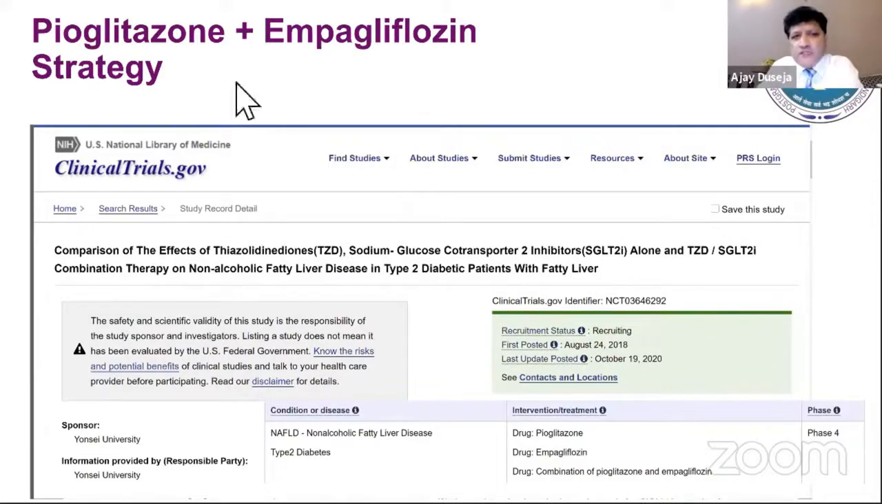So this combination is pioglitazone with empagliflozin. Empagliflozin is again an SGLT2 inhibitor, but this is just a strategy. The trial has probably stopped recruiting, but we need to wait for the results.